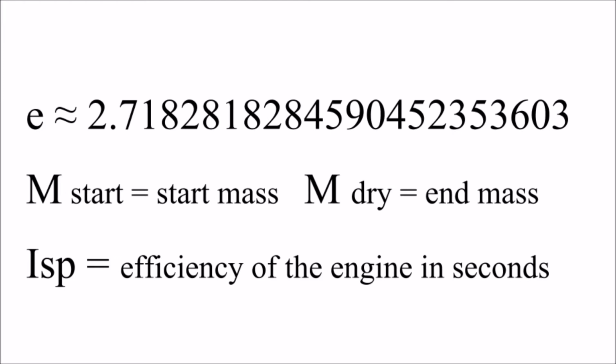Fortunately, you don't have to do logarithms with e as the base on your own. Most scientific calculators come with a button for that, labeled LN. Secondly, what is M start and M dry? Well, M start is the mass of the ship at the start of the launch, where the fuel tanks are full. M dry is the mass of the ship after all the fuel has been used up. Lastly, ISP is how long, in seconds, it takes to get rid of 1 kilogram of fuel. ISP is like the efficiency of the engine.